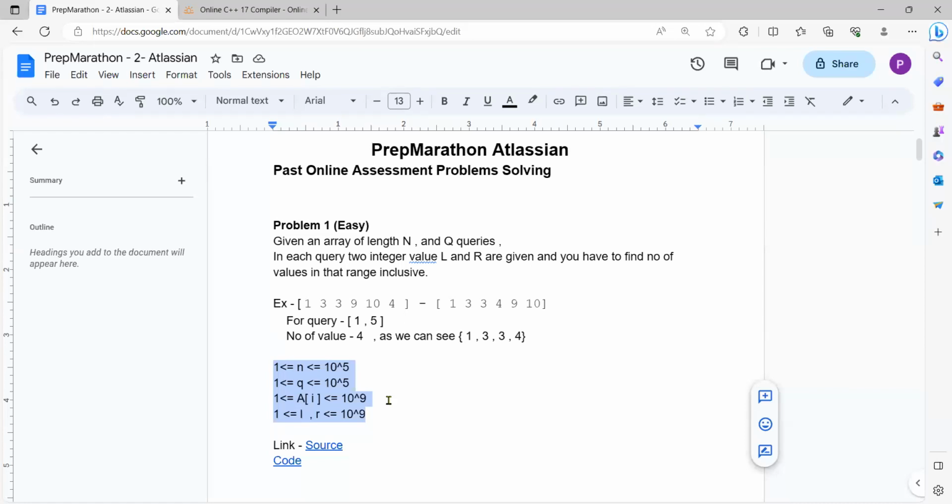And I told you in an earlier session also, the number of operations allowed to avoid TLE is less than 10 to the power 8. In some cases, 10 to the power 8 operations also pass, but usually try to come up with a solution which takes fewer operations.